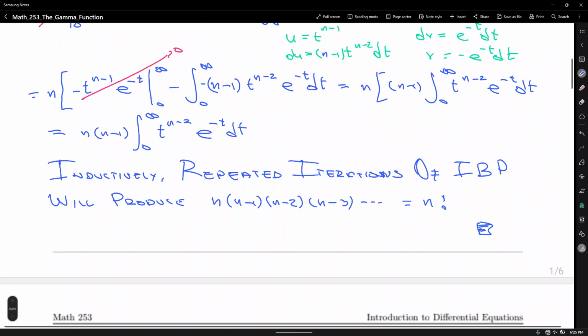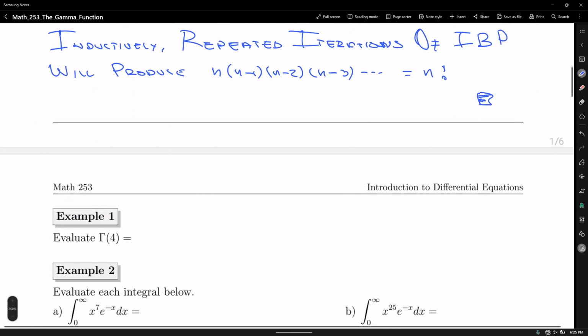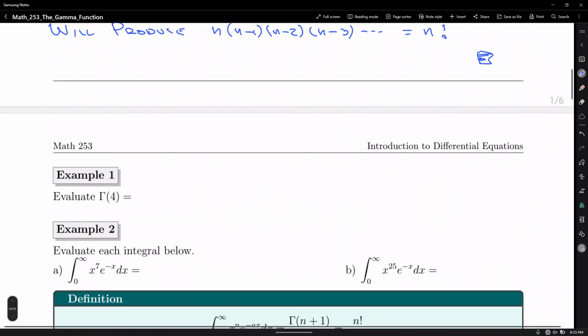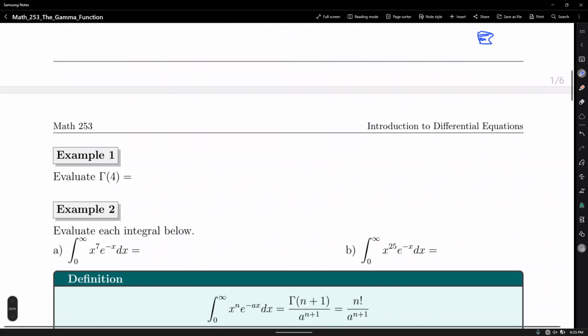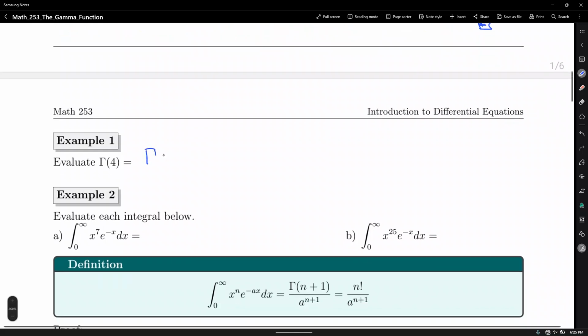Now, how about we use this gamma function? Evaluate gamma of 4, which equals gamma of 3 plus 1. But because gamma of n plus 1 equals n factorial, what's n here? n equals 3. This equals 3 factorial, which is 3 times 2 times 1, equals 6.